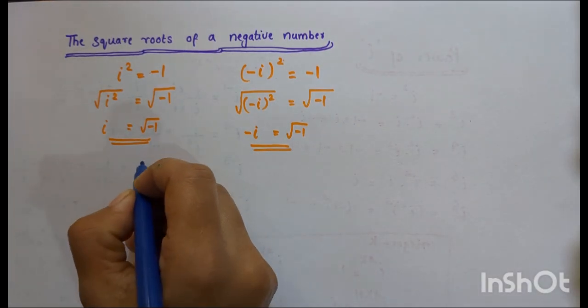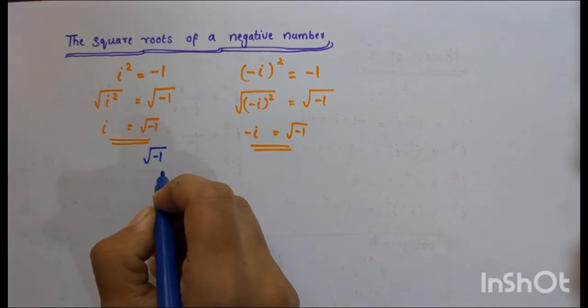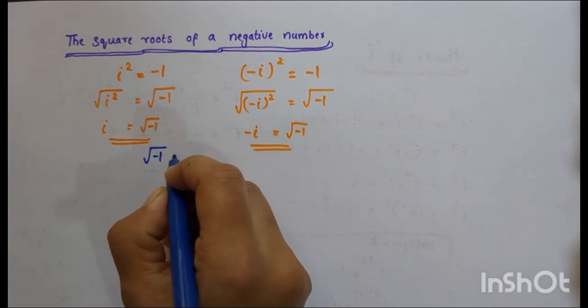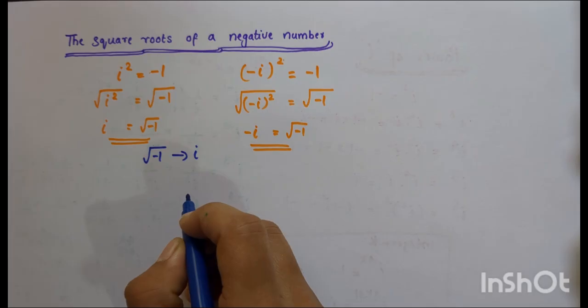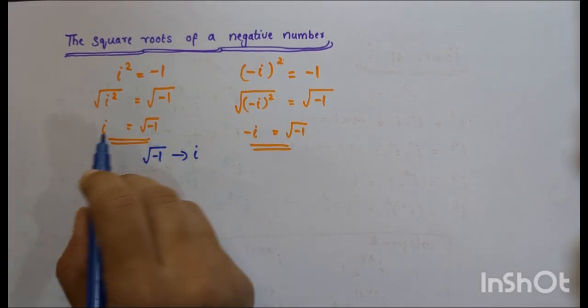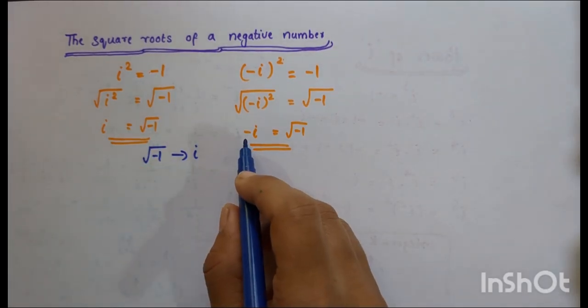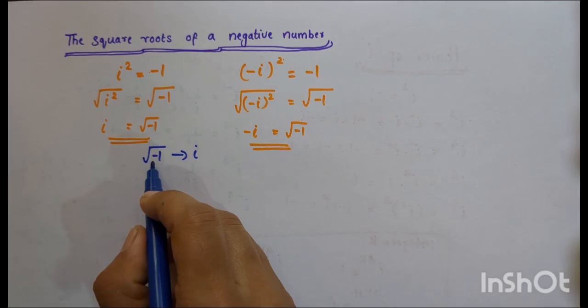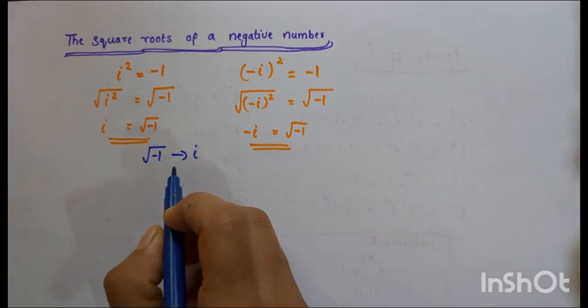However, by the symbol square root of minus 1, we mean i only. The square roots of minus 1 are i and minus i, but the simple square root of minus 1 means i only.